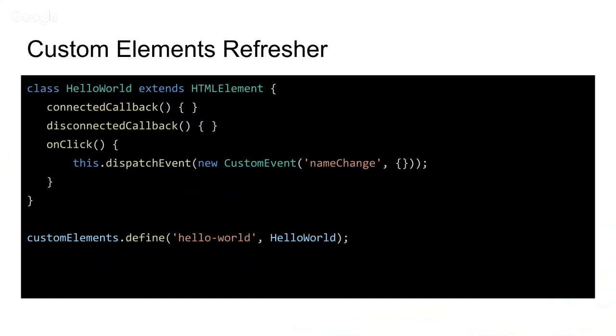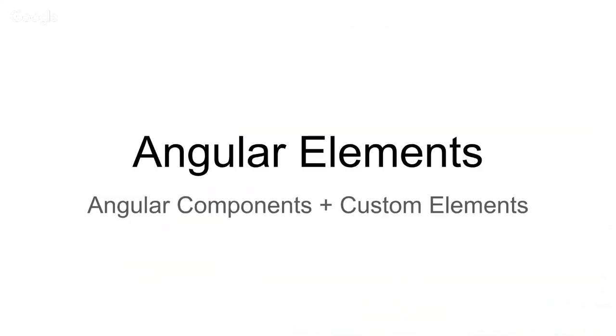You can add custom events to them. So if you wanted to add a click handler, you can absolutely do that. In this instance, if you were to click on this hello world tag, it will emit a custom event called name change. Don't worry too much about this. This is just to give an overview of what a custom element looks like using the existing browser APIs. Now we're going to talk about how Angular Elements combines that with Angular code that you're hopefully used to writing at this point.